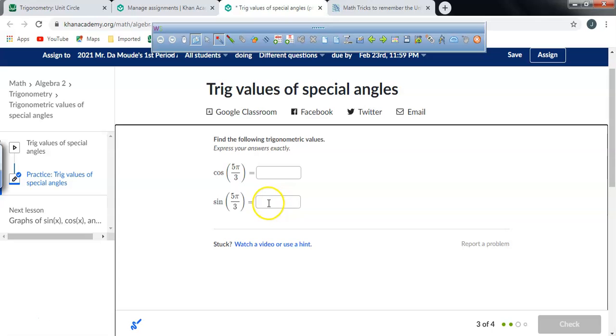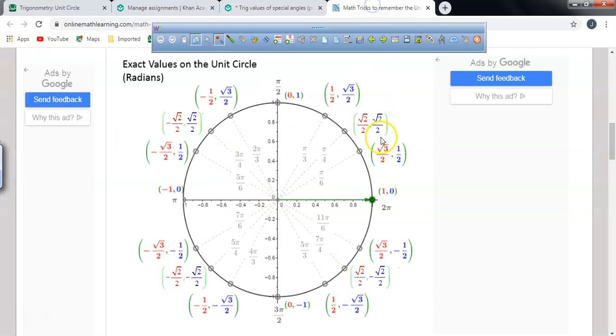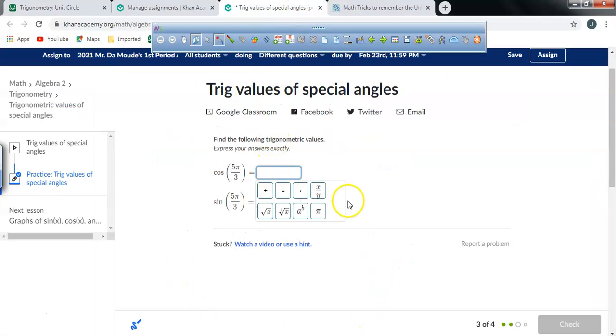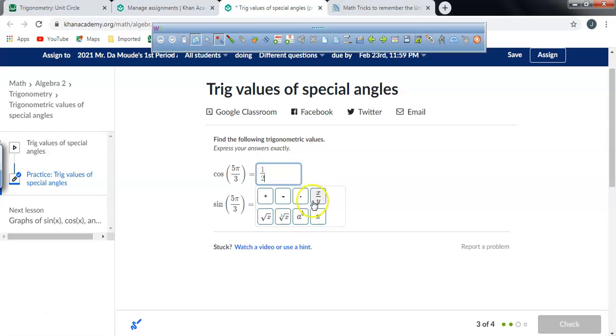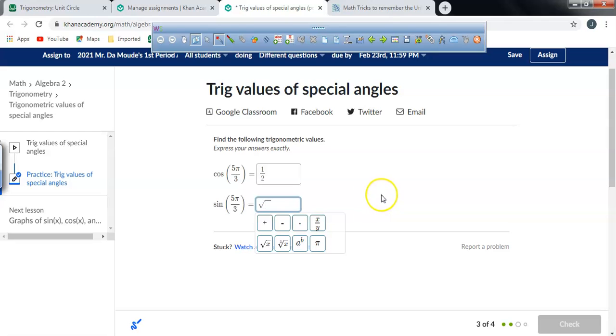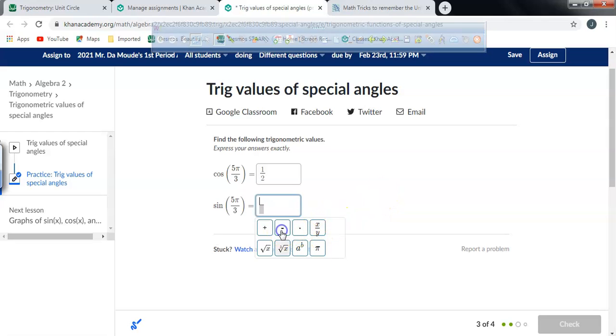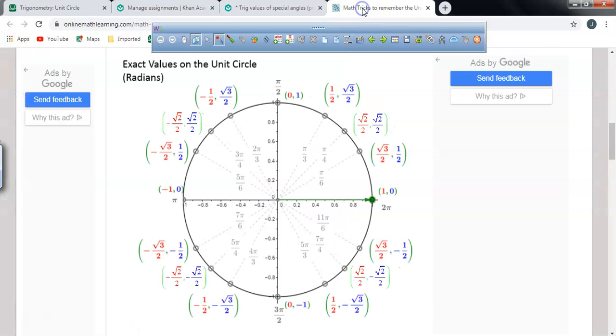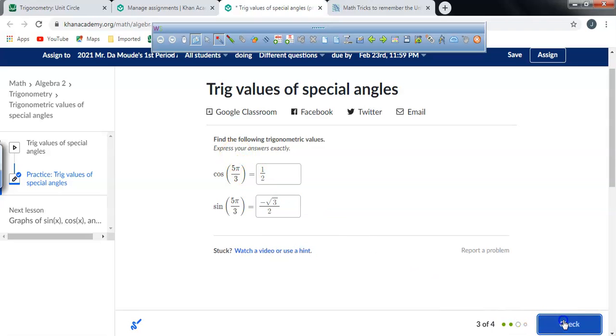Okay? How would you do that? Look at this, 5 pi over 3, just go to 5 pi over 3 right here. It's 1/2 and negative radical 3 over 2. There's 5 pi over 3. 1/2, negative radical 3 over 2. That's as easy as it gets.